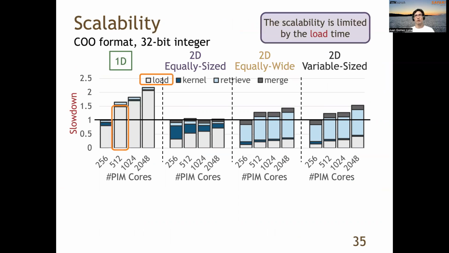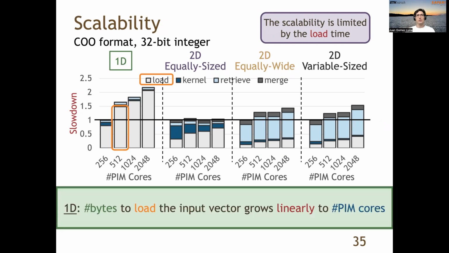For example, for 1D partitioning, what we see is that the scalability is limited by the load time. And the reason is that we have to broadcast the same input vector to all PIM cores. So the more PIM cores we have, the more data transfers we will have. And in the end, this limits the scalability of the end-to-end performance. So in 1D partitioning, the number of bytes to load the input vector to the PIM cores grows linearly with the number of PIM cores, and in the end, this affects the scalability.